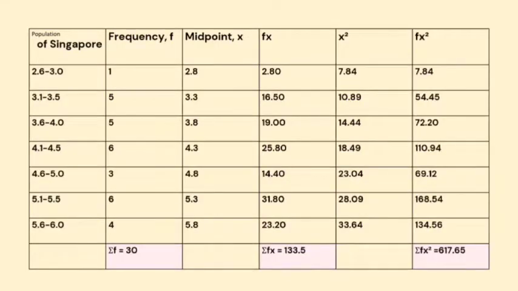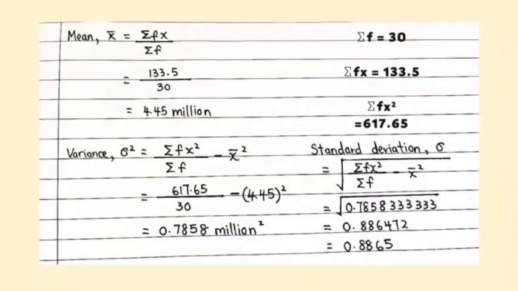And this is the sum of the frequency, the sum of the fx, and the sum of the fx squared. From these three data, we have to find the mean, variance, and standard deviation. So we just substitute the values into the formula to find out the mean, and the mean is equal to 4.45 million, and the variance is equal to 0.7858 million, and standard deviation is equal to 0.8865.